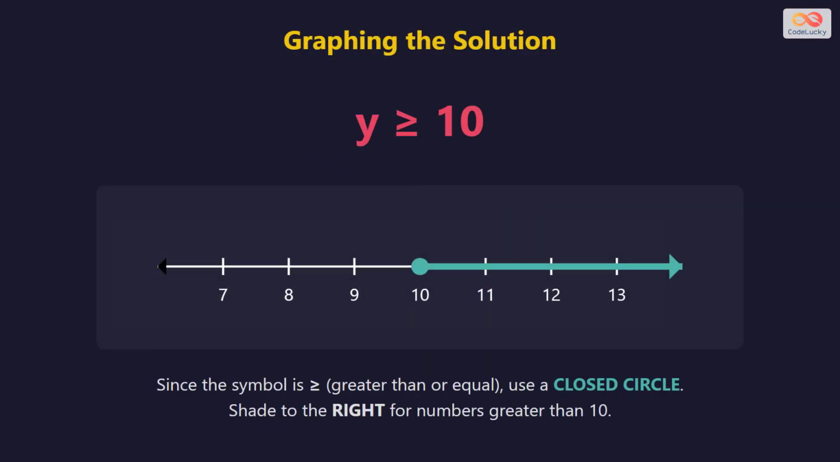Let's graph y is greater than or equal to 10. This time, our symbol includes the equal sign. This means 10 is part of the solution. We use a closed or filled-in circle at 10. Since y is greater than 10, we shade the line to the right towards the larger numbers.